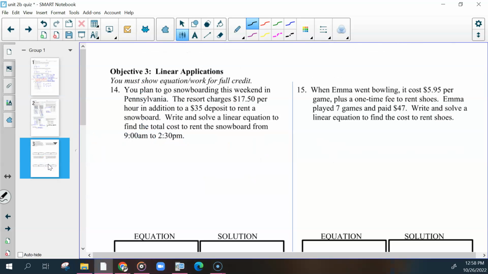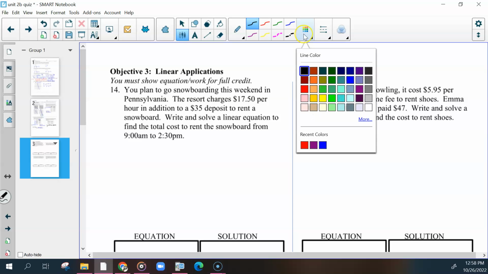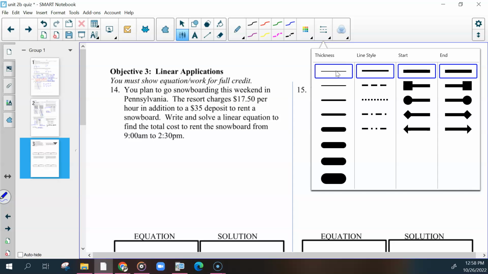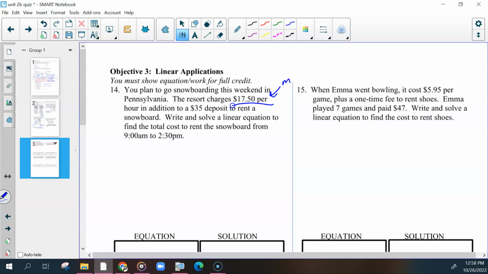On to the last. So with these, you have to define your variables, find your equation, find your answer, show me how you solved it. So for 14, you see the word per, that's your M. You see anything where it's only being charged once, an entrance fee, an admission fee, a deposit, initial fee, anything like that, that's your B. And if you're given M and B, that means you're given X or Y, one or the other. You have to find the other.